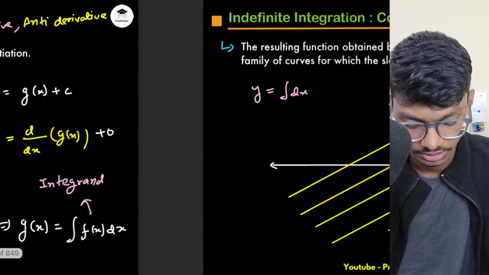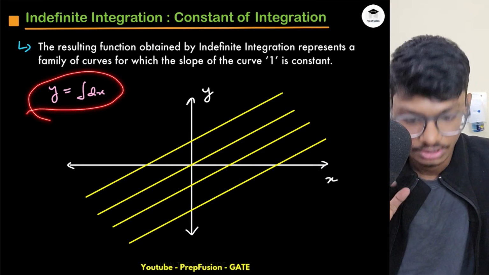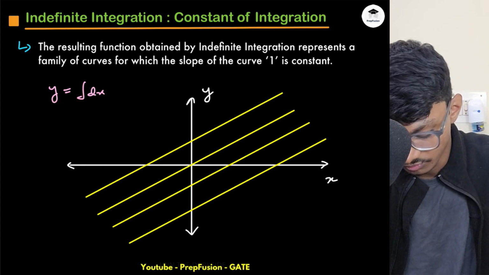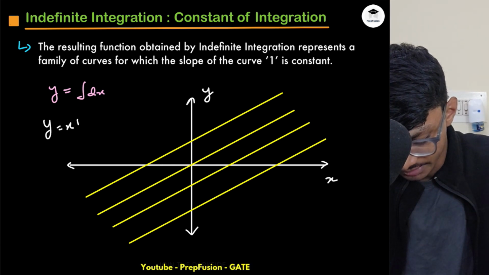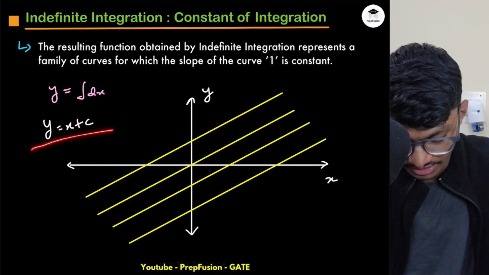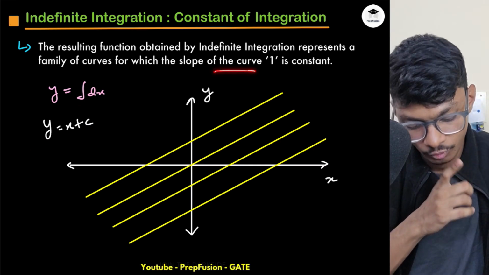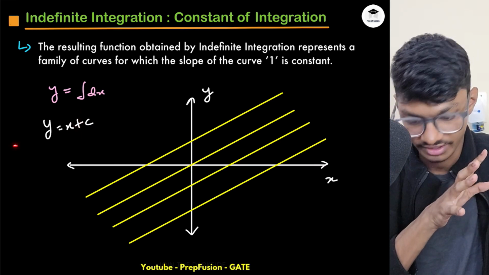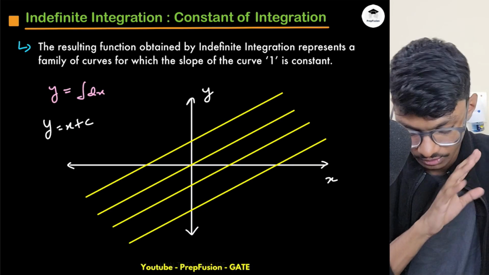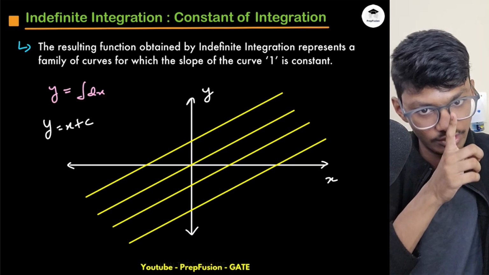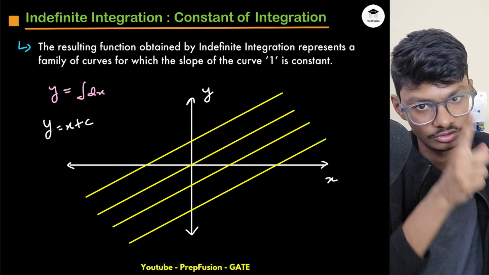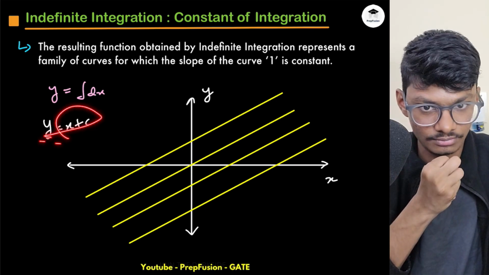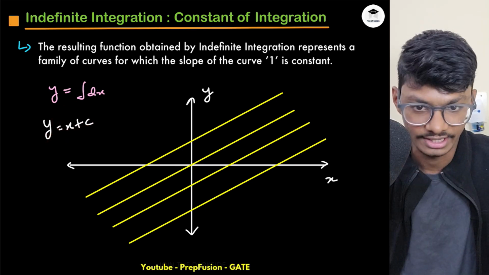So let's take one example. If my integrand is only 1, what will my y be equal to? y will be equal to x plus c. Why c? Because if I differentiate this, I will get a curve which has a slope of 1, but it also has a constant, which will go to 0 if I differentiate it. So one thing is for sure, if I differentiate this, my value will be 1, dy/dx equals 1. But if I integrate that, I will get x plus c, because I don't know where it came from.